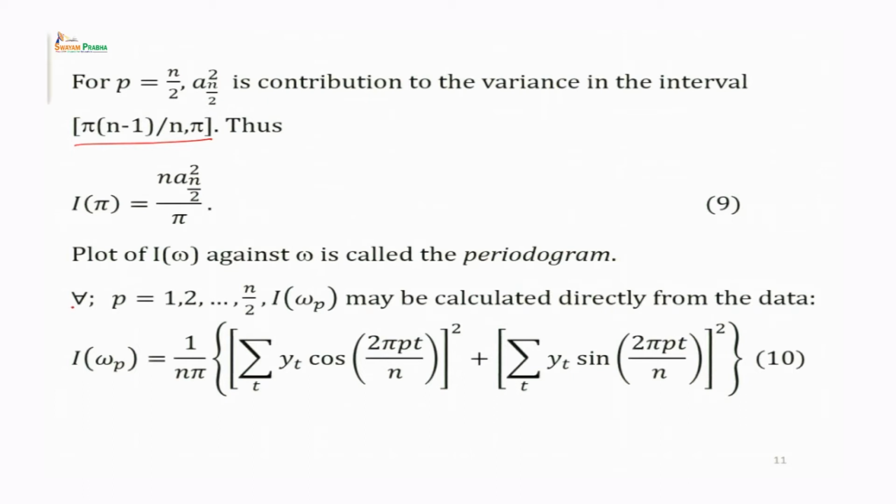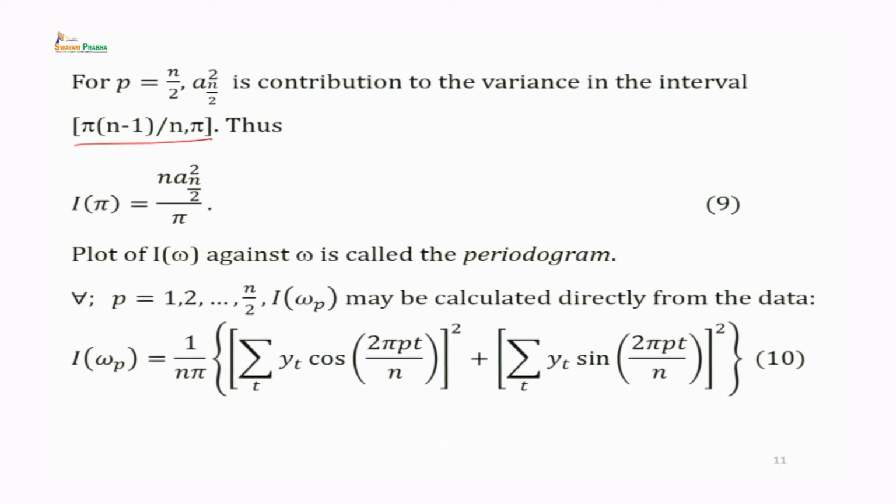And then for all p equal to 1 to n by 2, I omega p may be calculated directly from the data as I omega p is equal to 1 upon n by 2 times [summation over t y t cos 2 pi p t by n] whole square plus [summation over t y t sin 2 pi p t by n] whole square.